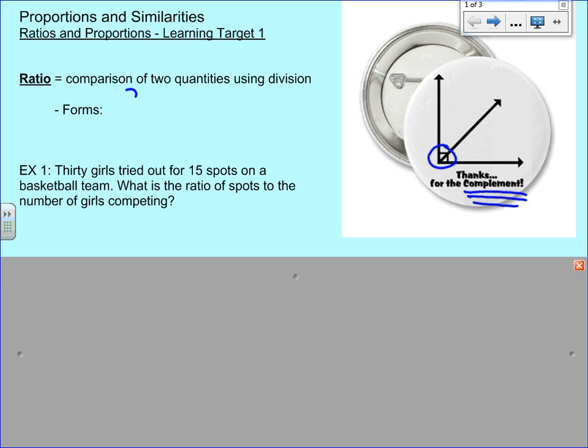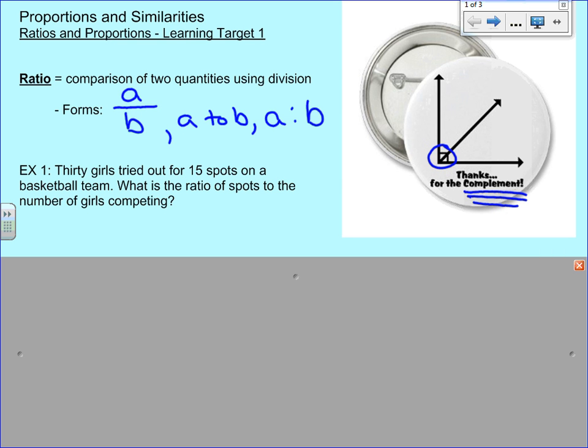There are three different ways that you can write a ratio. One of them is actually as a division, A divided by B. Another way is A to B, where A comes first and B is the second part of it, which we'll talk about in our next example. And last but not least, this is the way that you may most often know a ratio as written. I will accept any of those three as acceptable answers.